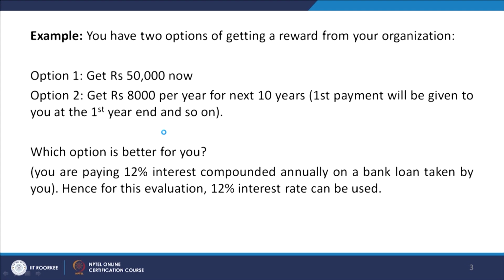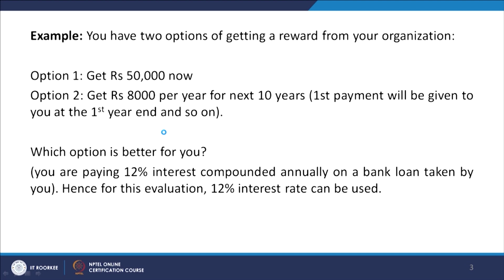And the rate of interest you can take as 12%, because you have taken a bank loan and for that it's 12%, so you can take that as the criteria for the interest rate. Now if you are told to decide which one we should prefer, at a cursory look, you see that you are getting 8,000 for 10 years, so it will be something like 80,000, but you are getting only 50,000 now. So what to decide, which one will be the better deal?